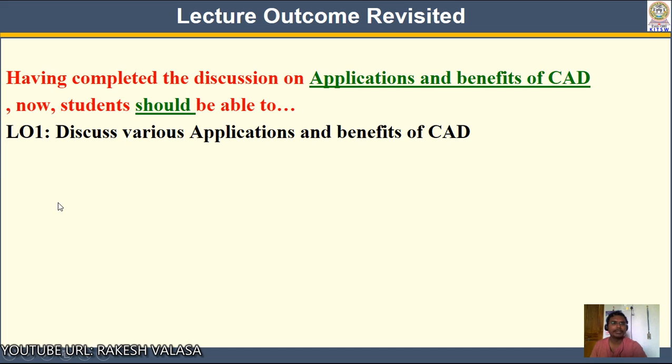This is the brief discussion about various applications and benefits of CAD. Okay, again, revisit the lecture outcome. Having completed the discussion on applications and benefits of CAD, now students should be able to discuss various applications and benefits of CAD.